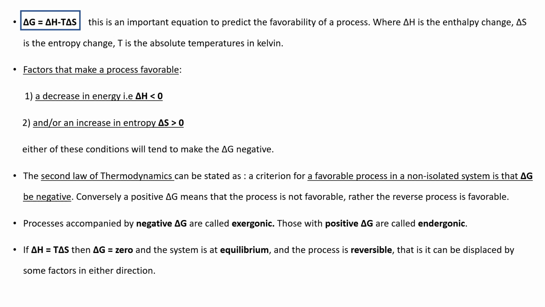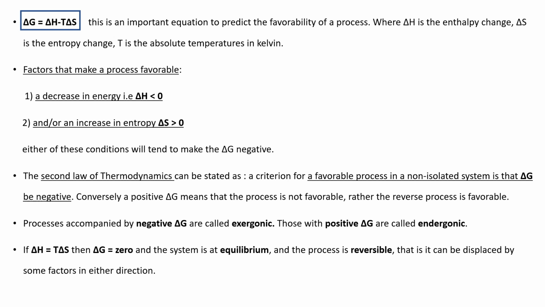This is the equation that tells us what delta G is. Delta G equals the change in enthalpy, delta H, minus T, which is temperature in Kelvin, multiplied by delta S, which is the change in entropy. The factors that make a process favorable are one of two things, or both. The first one is a decrease in energy, or a decrease in enthalpy, so that delta H will be less than zero.